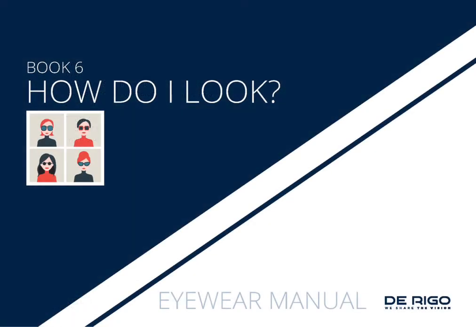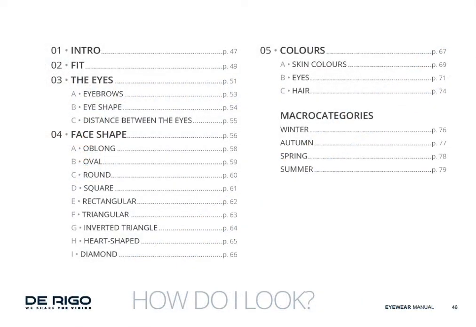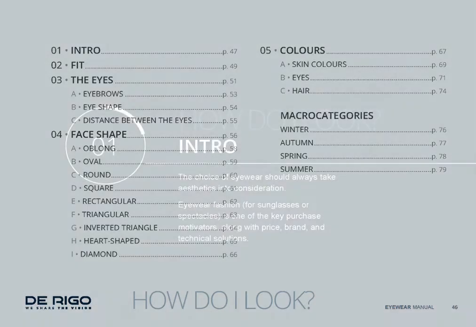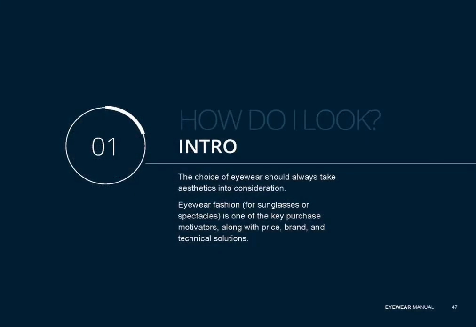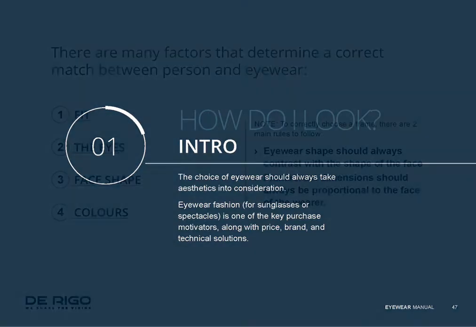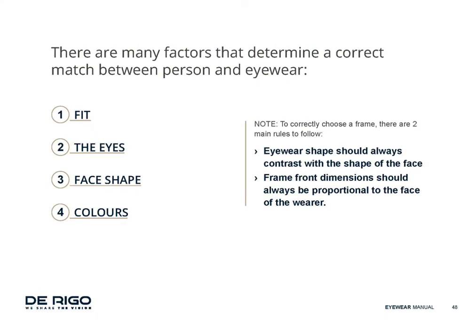How do I look? We will be going over the introduction, fit, eyes, face shape, colors, and macro categories. The choice of eyewear should always take aesthetics into consideration. Eyewear fashion for sunglasses or spectacles is one of the key purchase motivators, along with price, brand, and technical solutions. There are many factors that determine a correct match between person and eyewear: fit, the eyes, face shape, and colors.